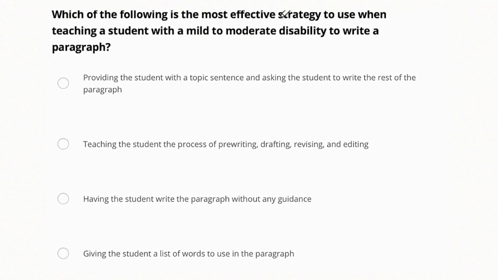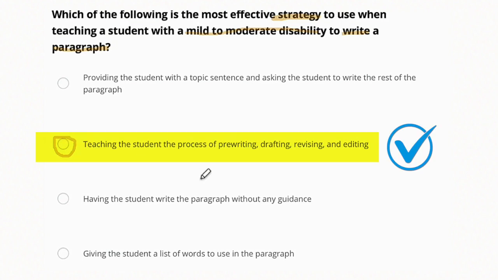When I do this, one of the things that sticks out to me is that we're looking for a strategy to use when we're working with a student who has a mild to moderate disability, and we're working on writing, and more specifically writing a paragraph. So we know that when we are looking through our answer choices, we're trying to identify a good strategy to use when we're talking about writing a paragraph. When we look through our answer choices, the best one will be our second one, teaching a student the process of pre-writing, drafting, revising, and editing.